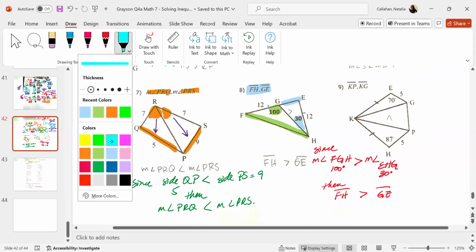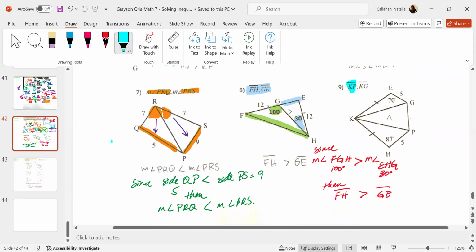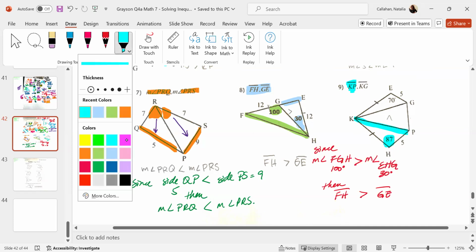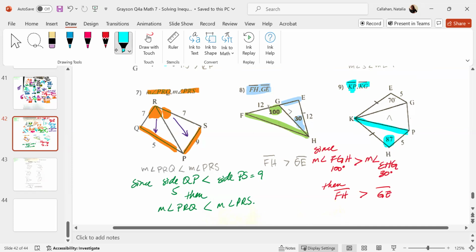All right, let's do the next one. Next one, you want KP. So first highlight KP right there. The angle opposite of that is right there. Do you see that? And then KG. Angle opposite of that is this angle right there, okay?